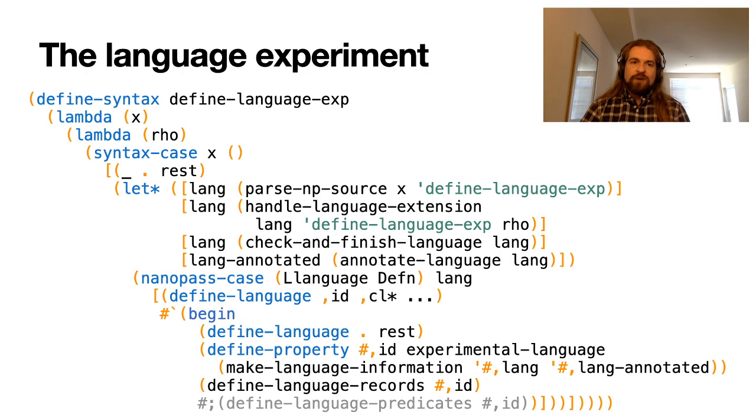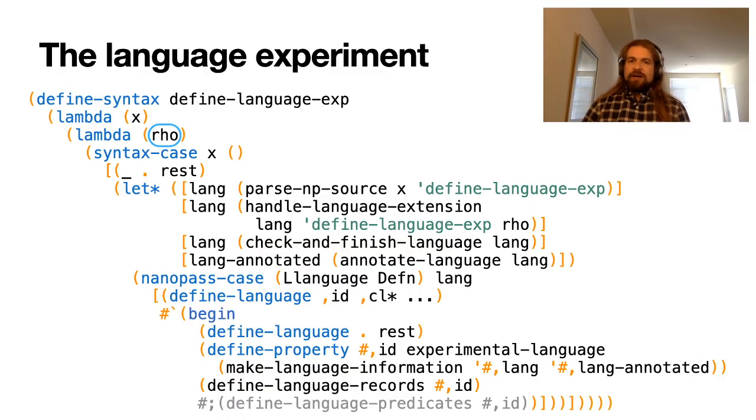Just to give you a feel for how some of this works, this is the actual syntax for defined language exp. You'll notice that this is a Chez Scheme-ism here. Instead of returning a syntactic form directly from this define-syntax, I return a function. That function expects the compile time environment as an argument, and then we use that for looking up languages when we have language extensions.